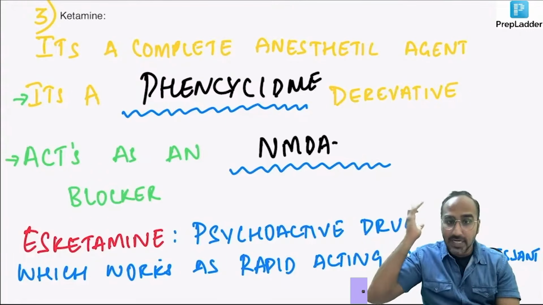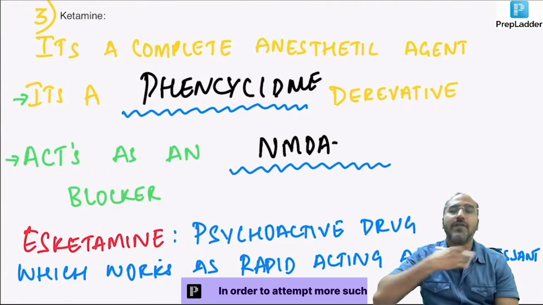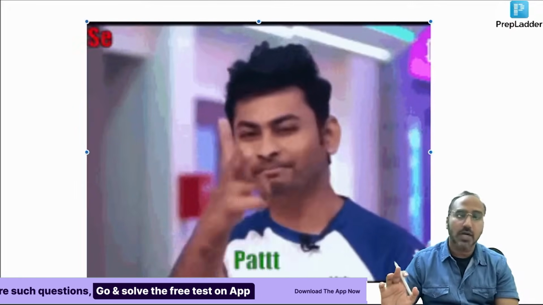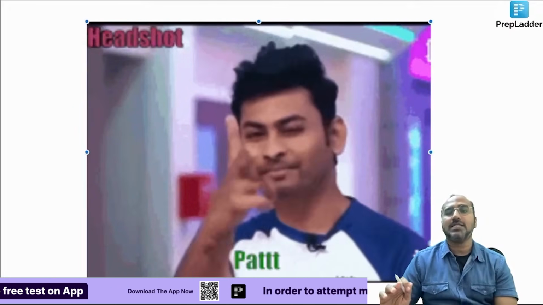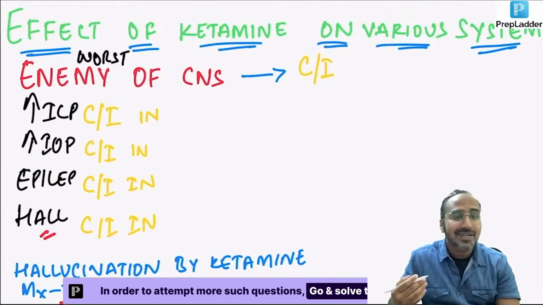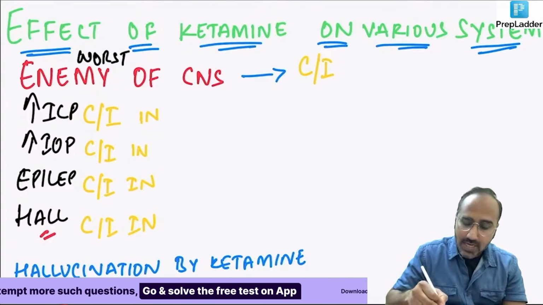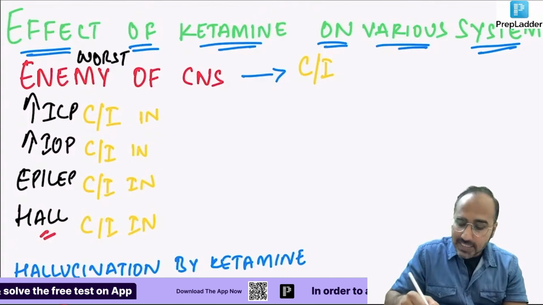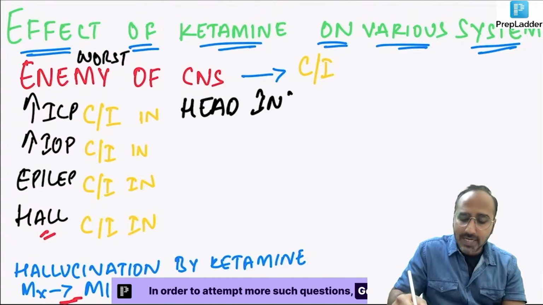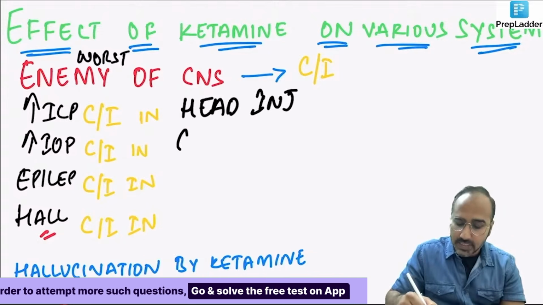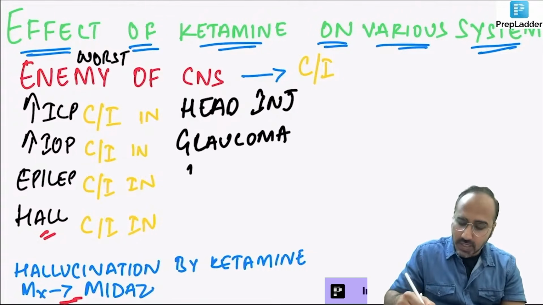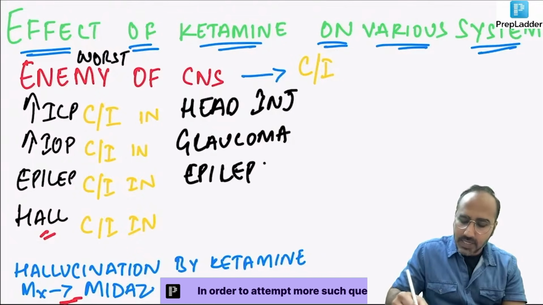Remember guys, ketamine does kit with the CNS and it is friend of all other systems. When patient takes ketamine, it will give a pat se headshot to the CNS. Why? Because ketamine is an enemy of CNS. So it increases the ICP. Hence, it is contraindicated in head injury. Not only increases the ICP, it increases the intraocular pressure. Hence, contraindicated in glaucoma. It is causing epilepsy. Hence, contraindicated in epileptic patients.